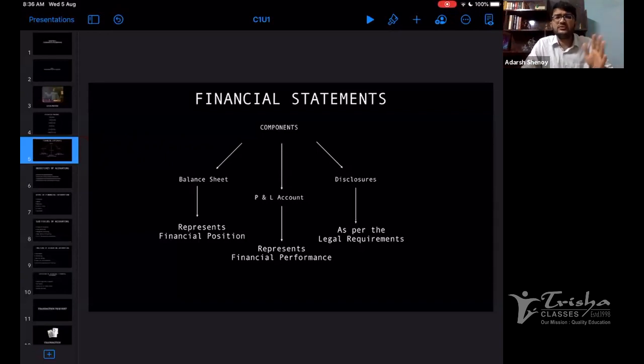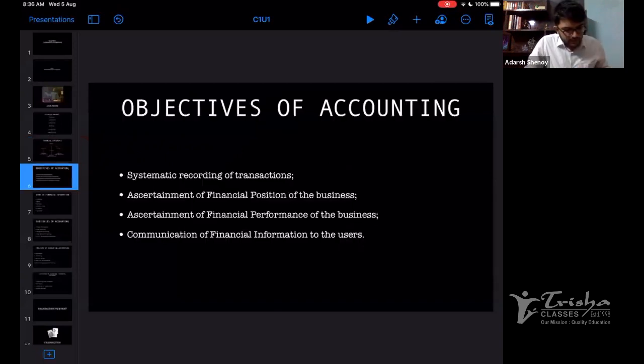Just like the cash flow statement shows various cash payments and cash receipts. So the receipt and payment account also is a summary of the cash book. It shows something like that through the receipt and payment account as well. Then, yeah, so that is about financial statement components.